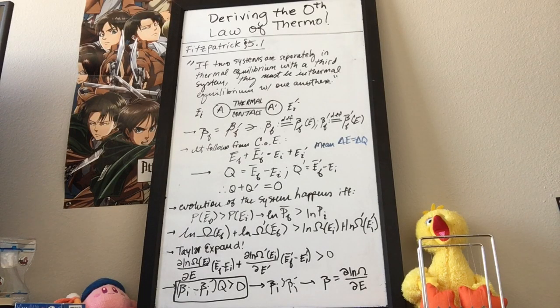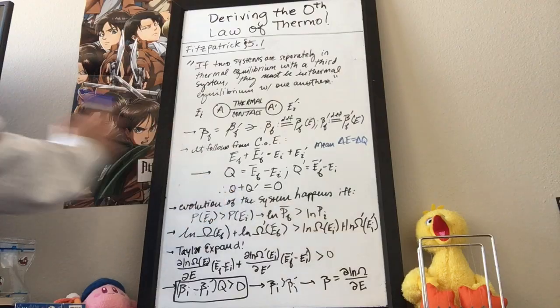So, where do we move on from here? If we have some systems A and A prime, we bring them into thermal contact with one another, then they're going to exchange heat. We know that for a fact. We've established that with this particular statement.